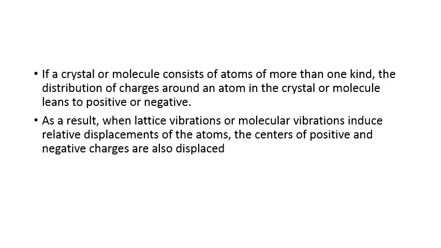In ionic polarization, a crystal or molecule consists of atoms of more than one kind. The distribution of charge around an atom in the crystal or molecule may be positive, may be negative. As a result, when lattice vibration or molecular vibration induces relative displacement of atoms, the centers of positive and negative charge get disturbed, and it's called ionic polarization.